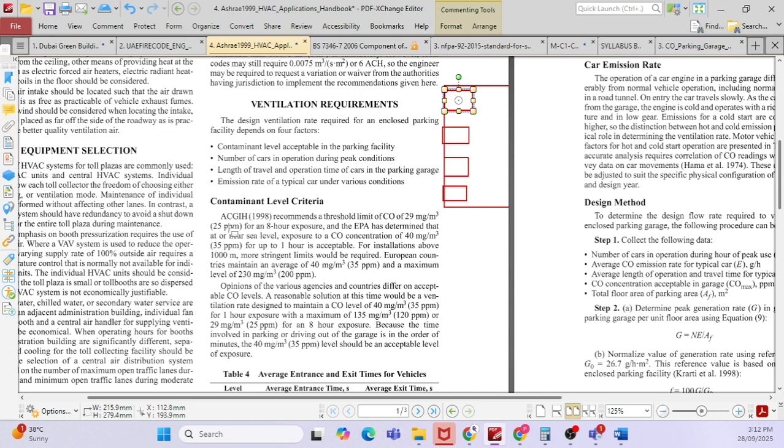So if you have 25 ppm, up to 8 hours is acceptable. But for a different standard, they are saying that 40 milligram per meter cube, 35 ppm, for 1 hour is acceptable. For installations above 1000 meters, more stringent limits would be required.